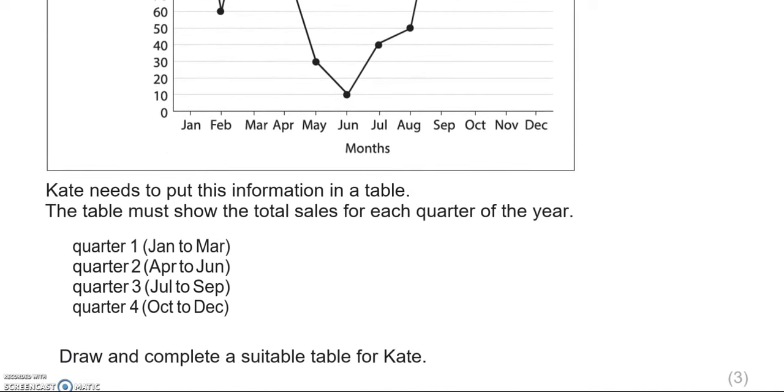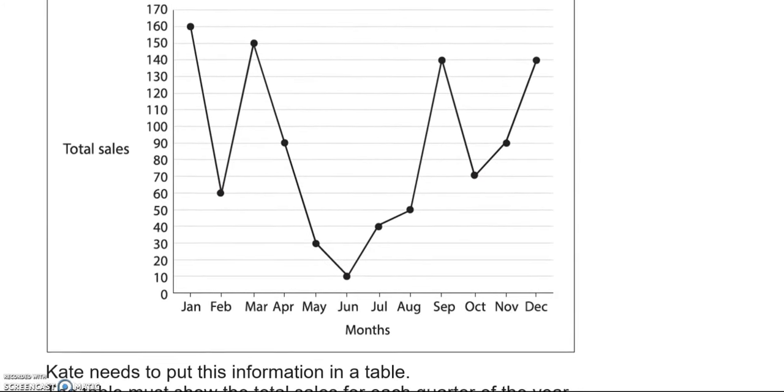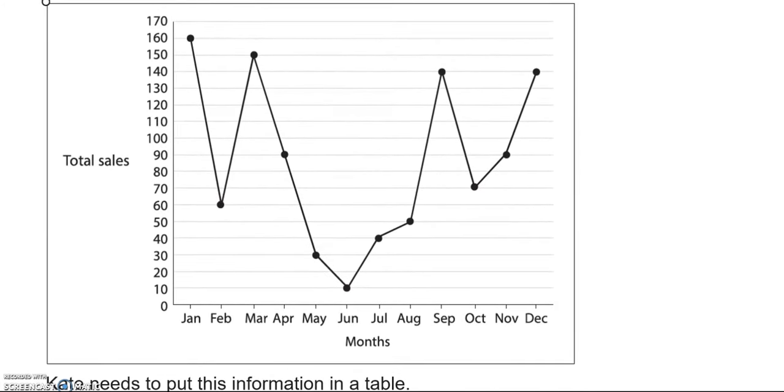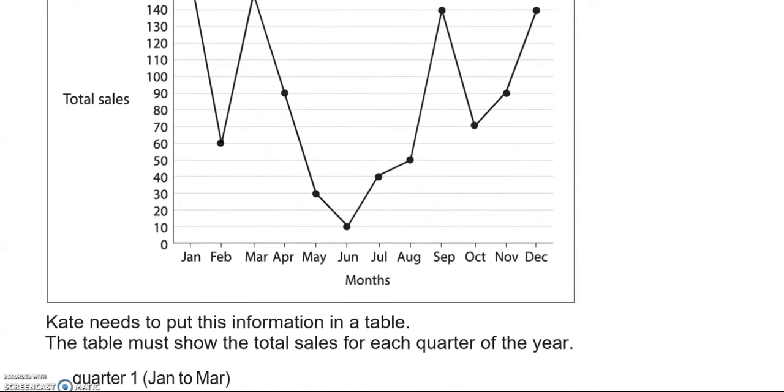So we need to figure out how many sales in total for each quarter first, and we can work it out by using the graph. So looking at quarter 1, which is January, February and March. For January it's 160, then we have 60 for February and 150 for March. So adding them all together gives us 370.